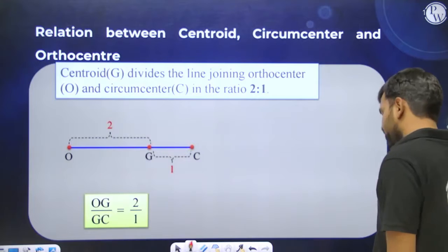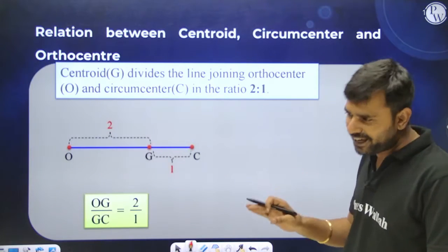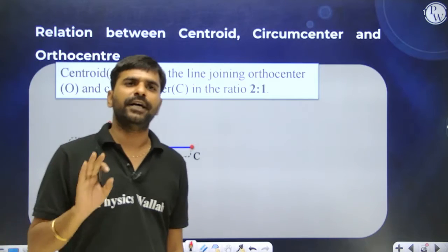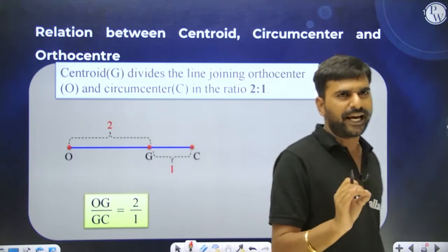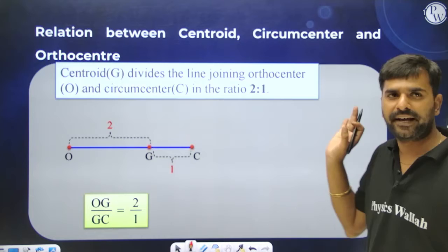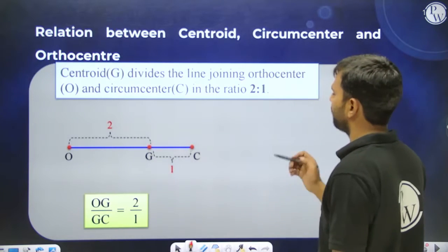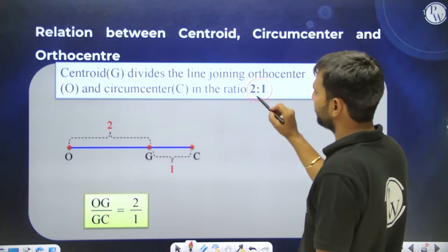Look, understand this. For any triangle, whether the triangle is scalene, isosceles or any triangle, the centroid, circumcenter and orthocenter will always lie on the same line. Okay, for any triangle, centroid, orthocenter and circumcenter will always lie on the same line. So that is in this ratio 2:1.